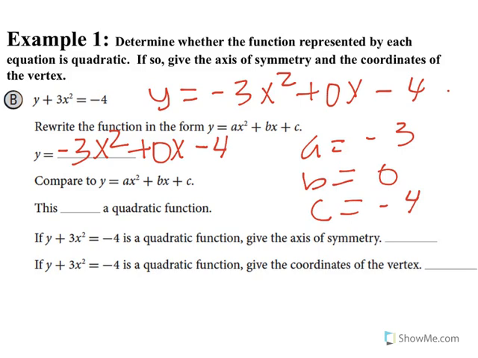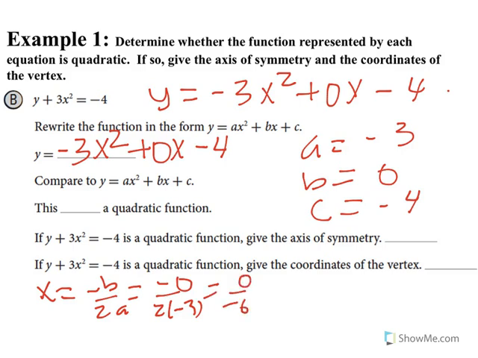So this is a standard form of a quadratic equation. Okay, so y plus 3x squared equals negative 4 is a quadratic function. Give the axis of symmetry. Remember that the axis of symmetry is x equals negative b over 2a. So this gives us negative 0 over 2 times negative 3. So 0 over negative 6 is still 0. So the axis of symmetry is x equals 0.